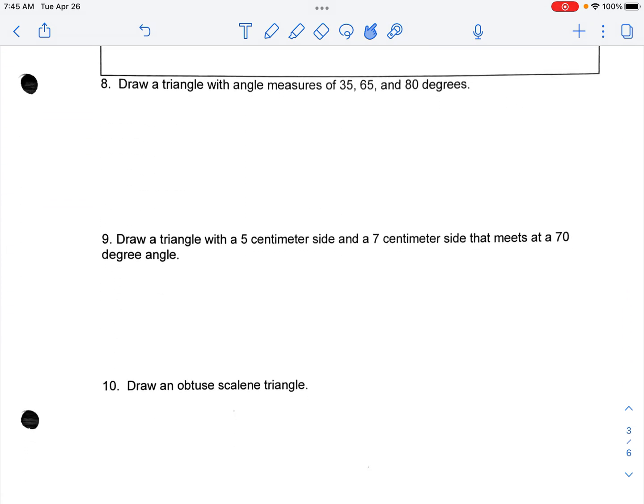Draw a triangle with angle measures of 35, 65, and 80 degrees. Okay, so I've actually also uploaded the study guide. So since I can't really draw those with a protractor on my iPad, I'm going to have you look at the PDF of the study guide that I uploaded for numbers 8, 9, and 10.